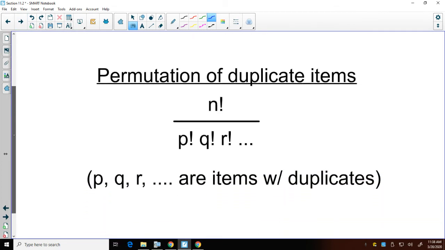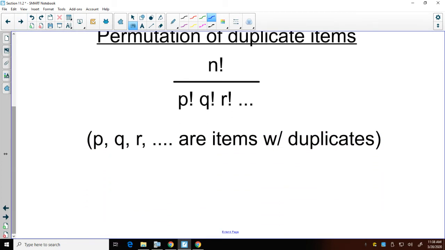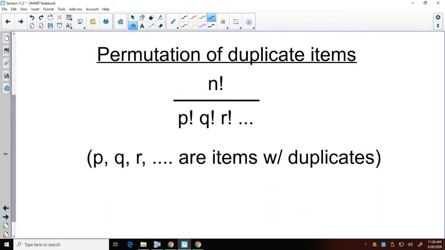In duplicate items, this is what the formula looks like. It's not an nPr case. It is purely a fraction case. On top, you've got the n factorial, the total. And then down below, you've got p factorial, q factorial, r factorial, and it can keep going and going. That's why those dots are there. All those mean down below is those are the items that are duplicates.